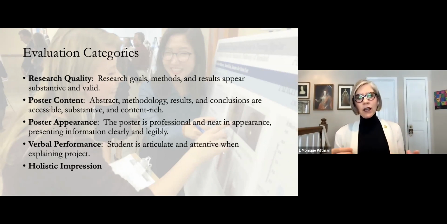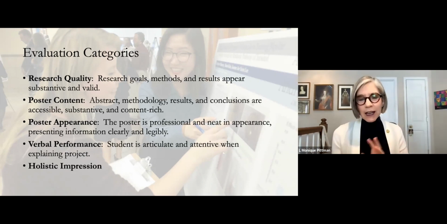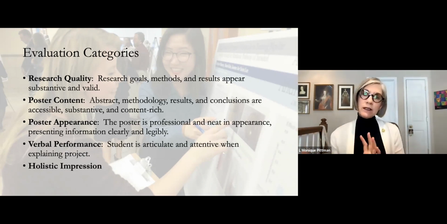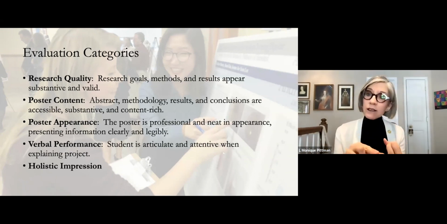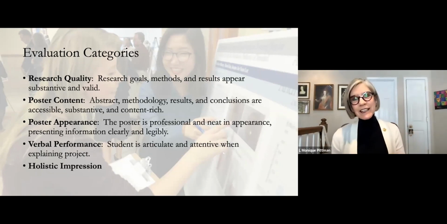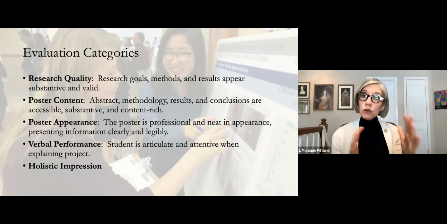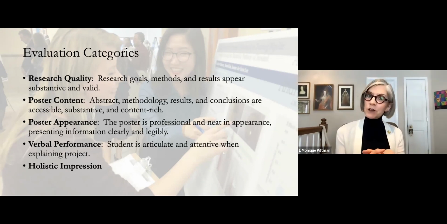In addition, they will be looking at your verbal performance. These are things we've been thinking about, where you rehearse your talk, that you show that flexibility, that delight in question and answer, and then they give a holistic grade. So again, the categories: research quality, poster content, poster appearance, verbal performance, and holistic impression. And you have two graders that will come over the course of the poster session time.